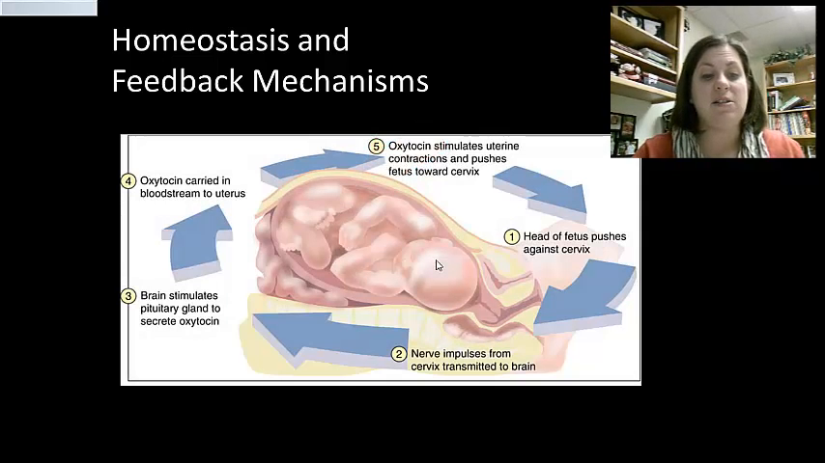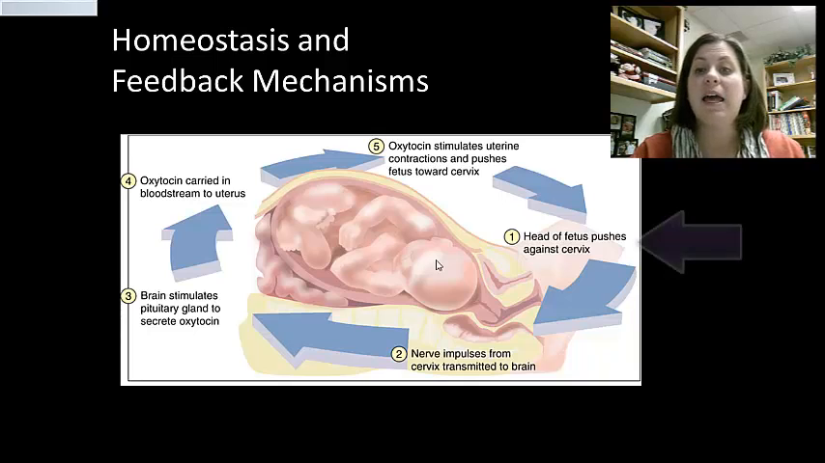Positive feedback mechanisms are not very common, but women have more of them than men. Positive feedback mechanisms make the problem worse before it is corrected. An example of this is childbirth. So as the head of the fetus or the baby pushes against the cervix, the nerves send it to the brain that says, hey, it's time to have this baby. The brain then releases a hormone called oxytocin.